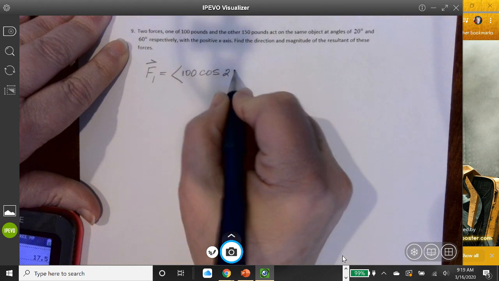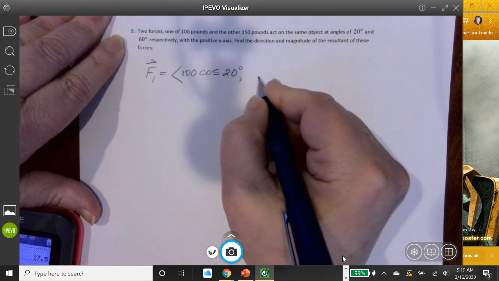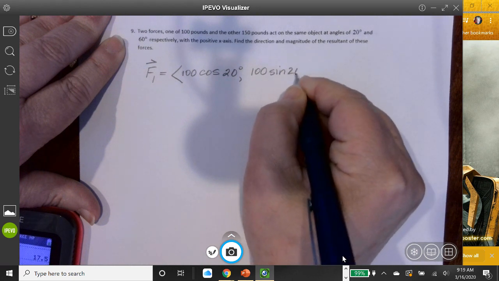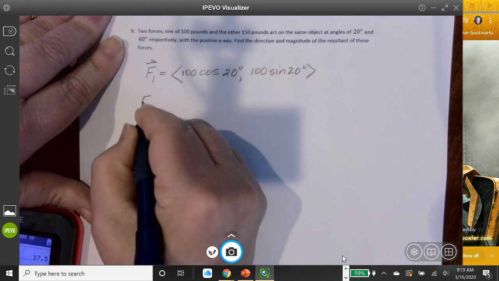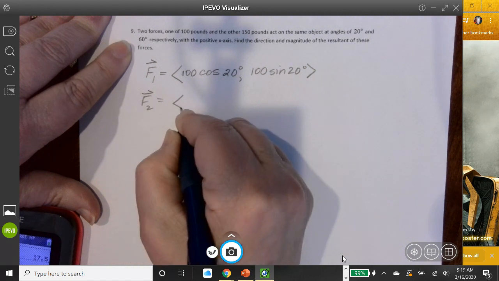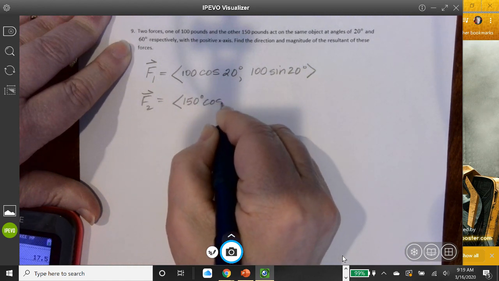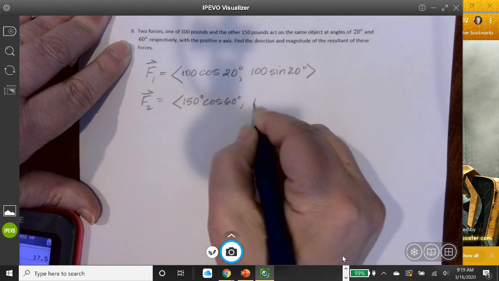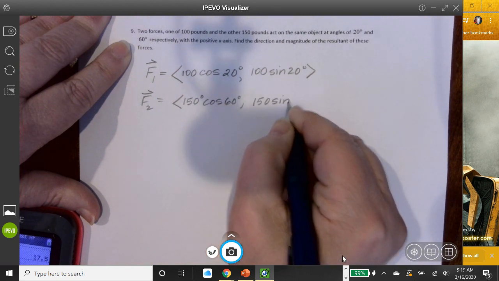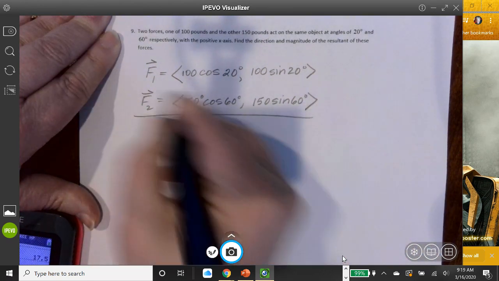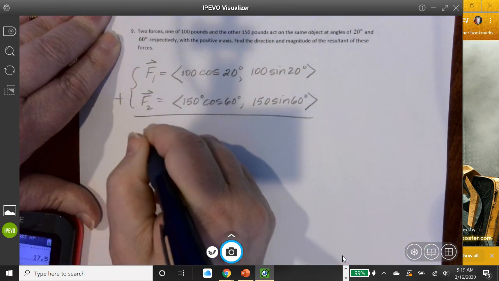All right, welcome back. 100 cosine of 20, 100 sine of 20 degrees is force 1. Force 2's vector is going to be 150 times the cosine of 60 degrees, 150 times the sine of 60 degrees. Then we're going to add them together to get the resultant force.